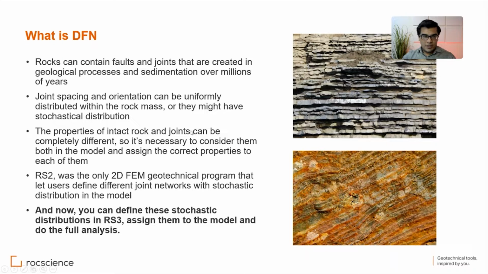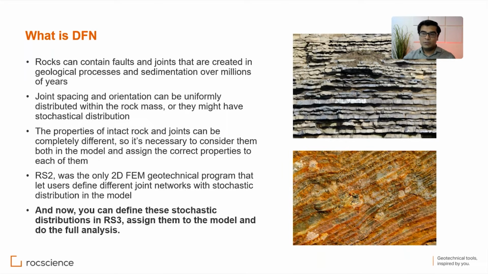So when you go to the site or when you go to the nature and look at the rocks, you can see it contains faults and joints that are created in geological process over millions of years. And you can also see the orientation of the joints and also the spacing of the joints. They can be either uniform or it can have a stochastic distribution. But the main thing here is the properties of intact rock and these joints can be completely different. So you have to measure these properties correctly and then assign them to the geometry.